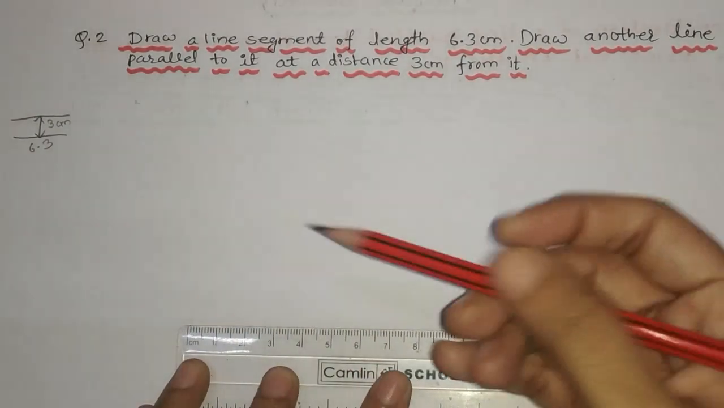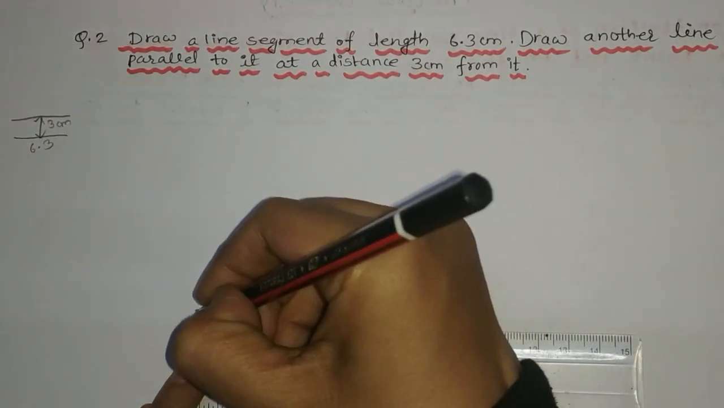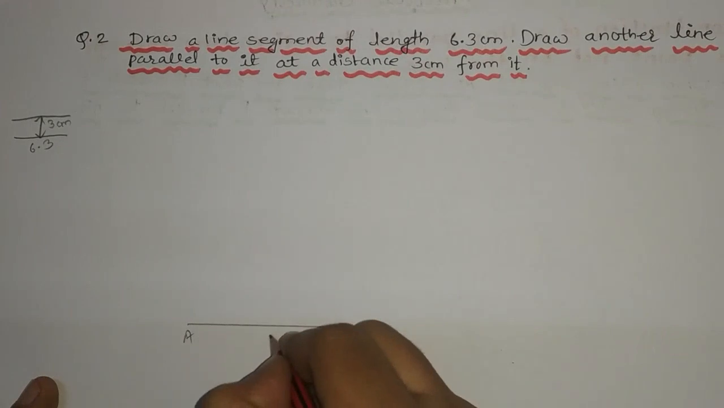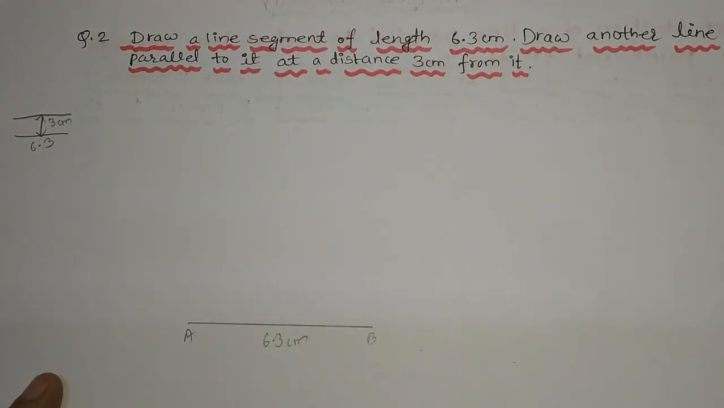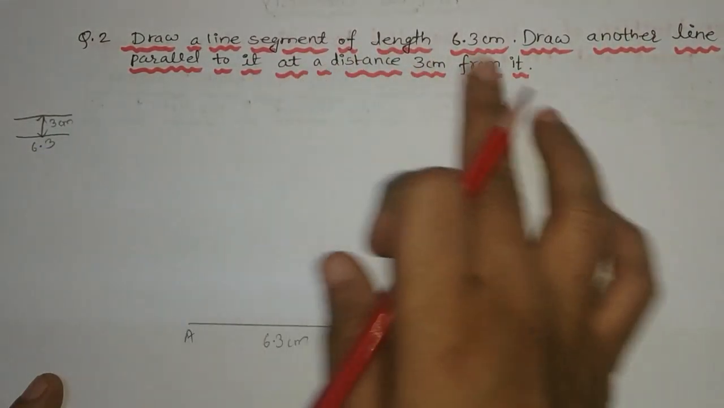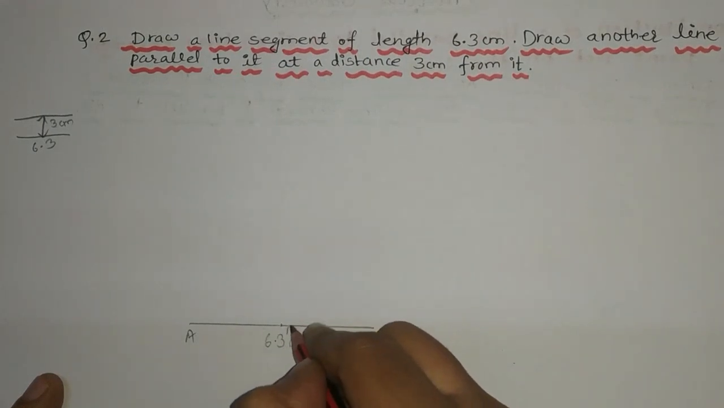First of all, we'll take 6.3. Suppose this is AB. You can give a name. If a name is not there, you can give the name 6.3 centimeter. So friends, now after this we have to draw another line parallel to it. So suppose let's take any point P here. Suppose this is a point P.